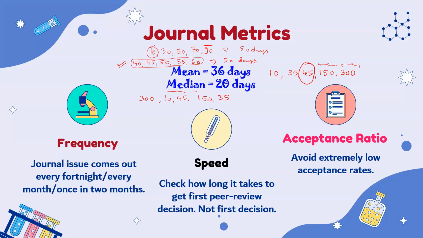And the speed of the journal also you have to watch out for, and don't go by these tricky terms like first decision or by mean or median, because they will not give you a true picture or the true indication of the speed of the journal. Yeah, I think that's all in this lesson. So hope you understood how to analyze the journal metrics and what are the factors to be considered while selecting the journal for sending your article.